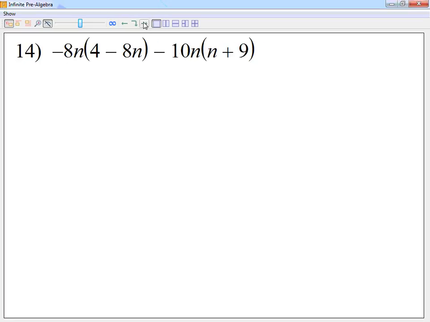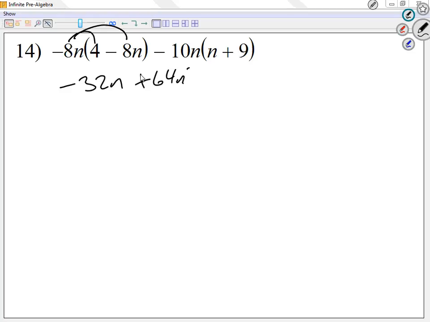All right, in English, let me skip, I don't know, up to number 14. So let me start by multiplying the negative 8n to the terms on the inside. So I have negative 32n, and then I have positive 64n squared. Looking at the second parentheses, let me multiply the negative 10n to the inside. So I have negative 10n squared minus 90n.